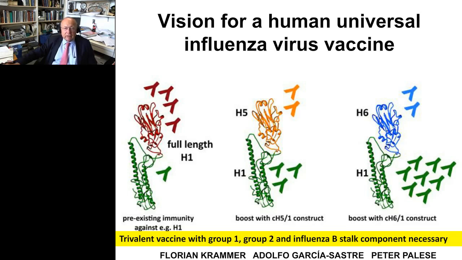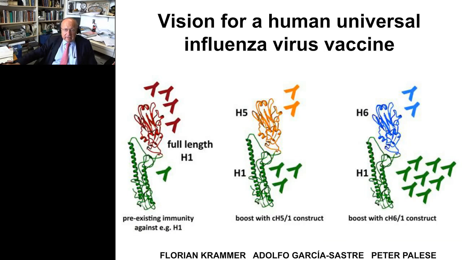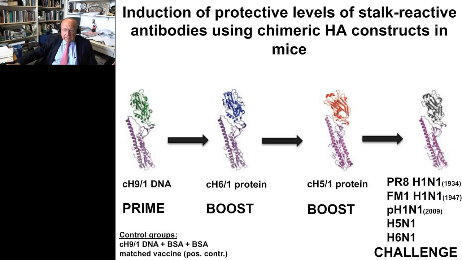If you remember one of our earlier slides, we would like to make also a vaccine against the group 2 hemagglutinin, as well as the influenza B virus stalk component. And so having those 3 components, a group 1 stalk, a group 2 stalk, and an influenza B stalk, we should be able to make a better vaccine. So this here again shows us that we have a situation now where we are going into animals.